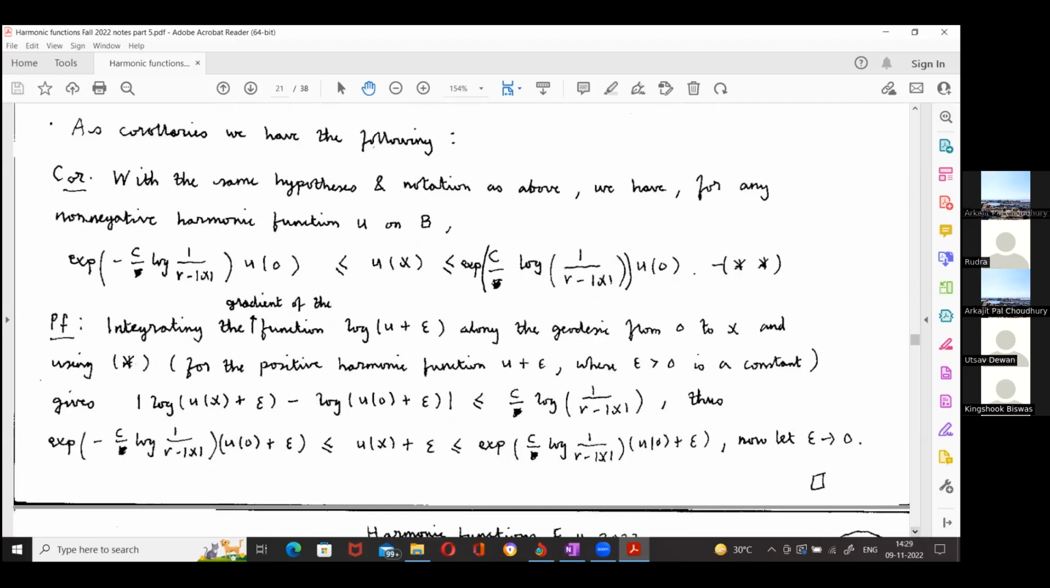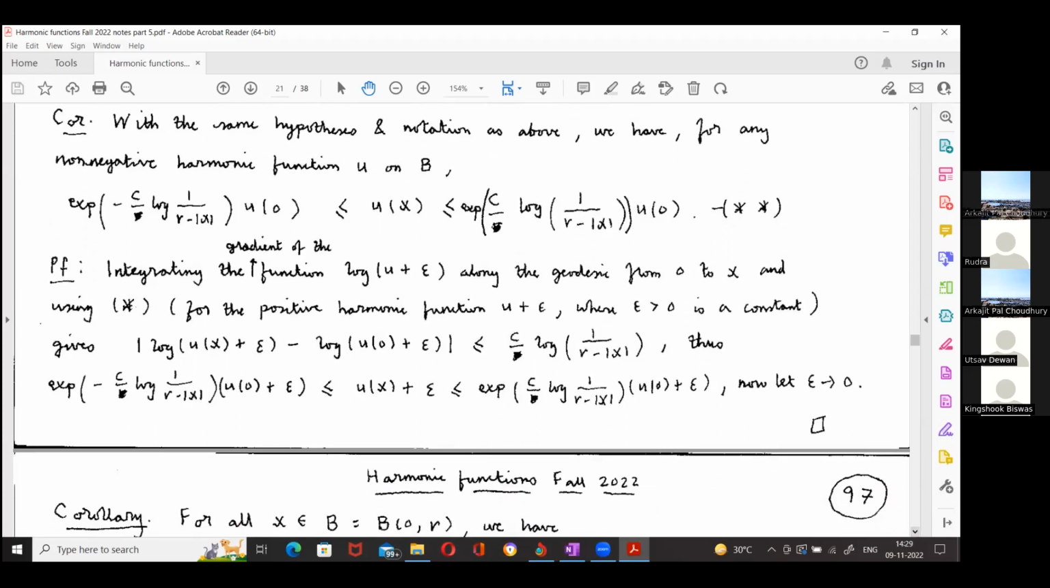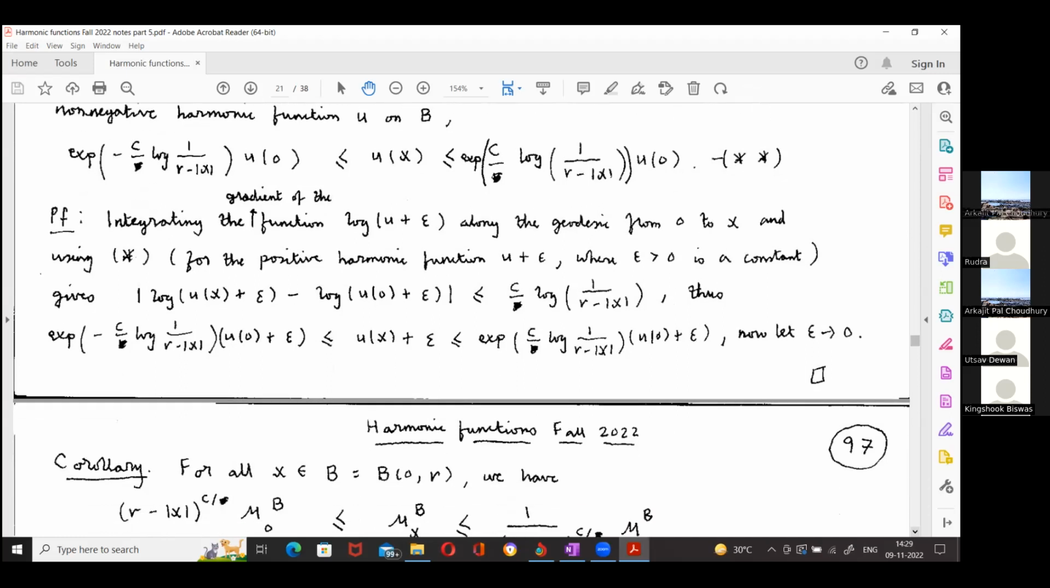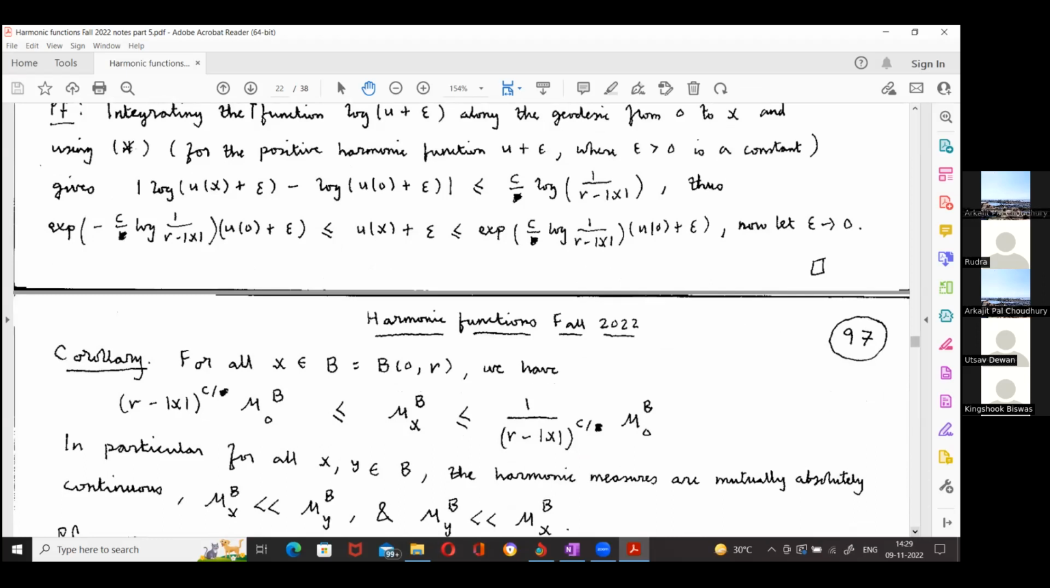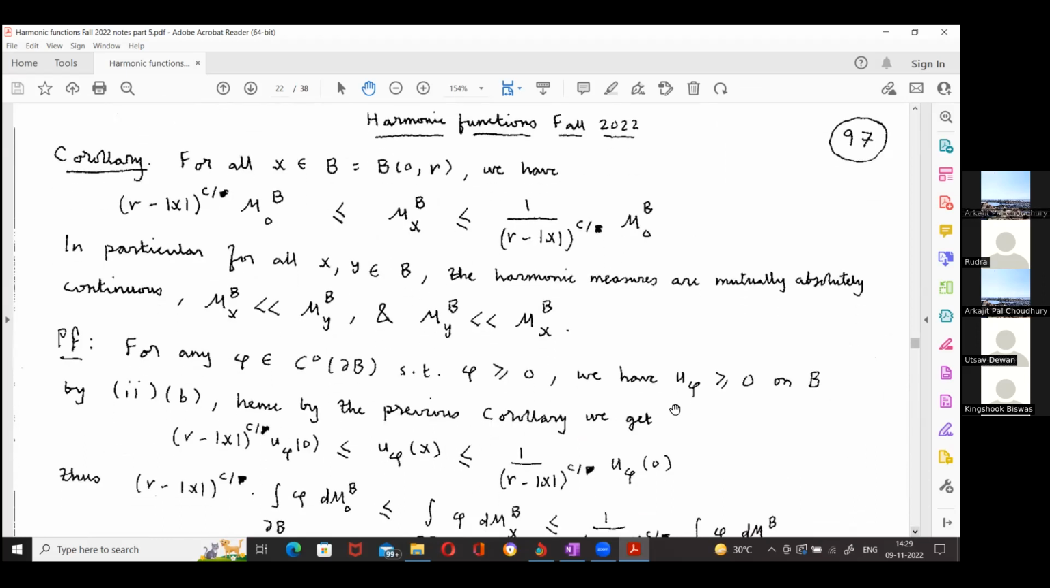Okay. So that proves the Harnack inequality from the Harnack-Yau inequality. And as a corollary, we get an estimate on the harmonic measures with respect to any point x in the ball compared to the harmonic measure with respect to the center of the ball.